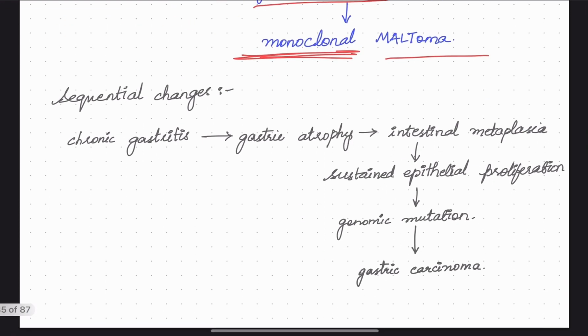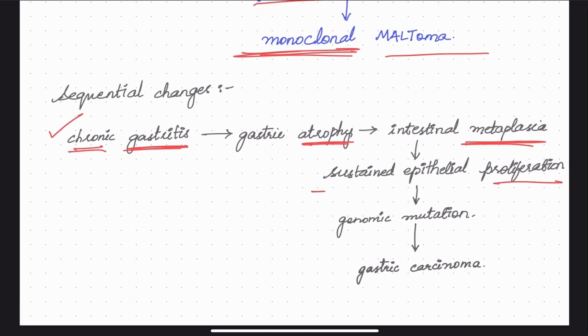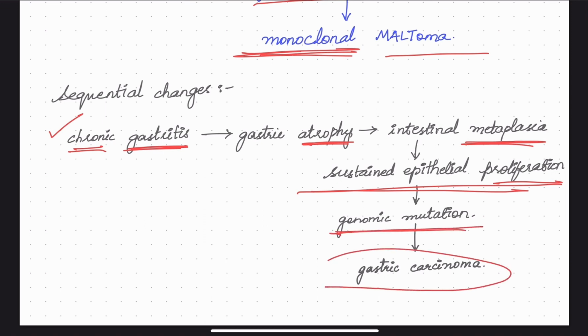The sequential changes in the gastric mucosa because of H. pylori infection are as follows. Firstly, infection leads to inflammation, gastritis. Chronic gastritis leads to atrophy of the epithelium. Later there is metaplasia, where one epithelium changes into another type. And in compensation, there is sustained epithelial proliferation. Because of the rapid division over time, they acquire and accumulate genomic mutations, ultimately causing gastric carcinomas.